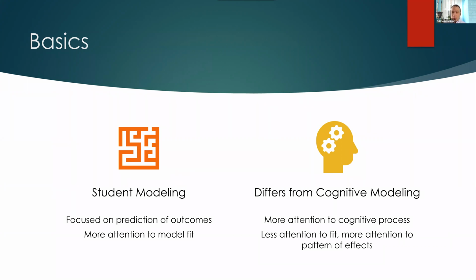Yes, okay, thank you. So yeah, less attention to fit, more attention to the pattern of effects in cognitive modeling. There's a lot of overlap though, and I've worked in both, moving from cognitive modeling to student modeling because I was interested in applying things and getting them running in the classroom. I felt like cognitive modeling, while it explains the same things, is a step too far to implement easily. So that's why I've moved towards student modeling more. And we'll look at what the data means in terms of student modeling in a minute as well.